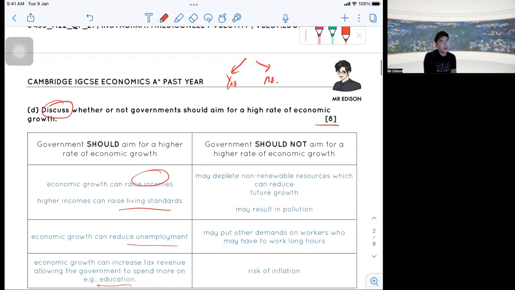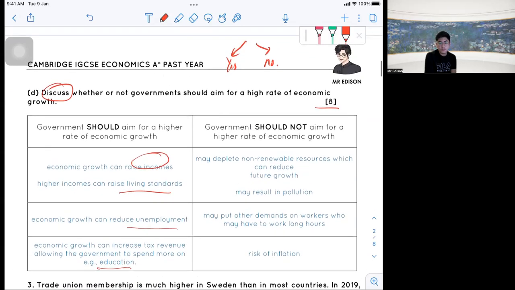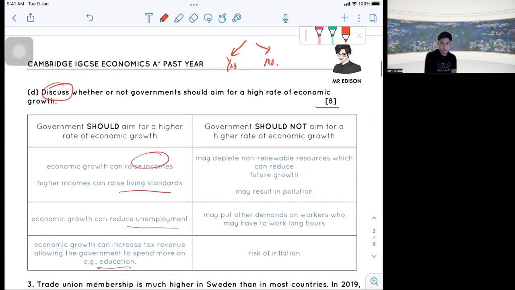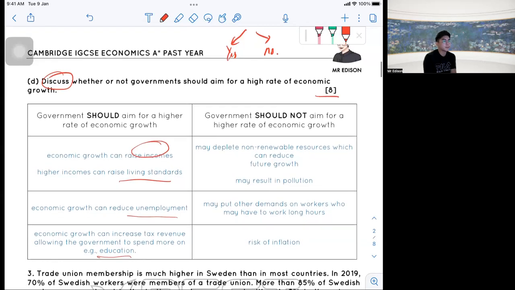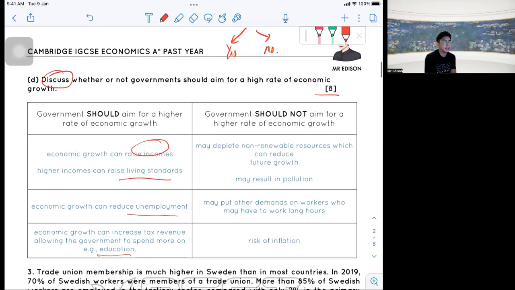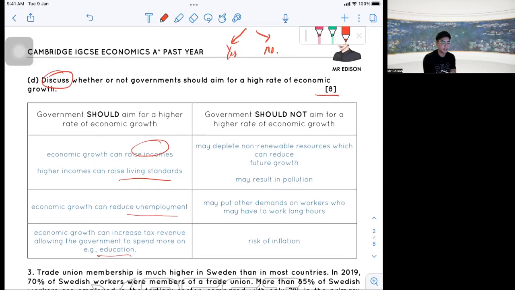I know some of you also want to write essay, you guys just write yes and no, right? I'm not saying that it's wrong, just that it's not so pro. You guys can just like should or should not, something like that. Make it more like an English essay lah. Okay. The next one, the things that they shouldn't do it is because deplete non-renewable resources, we can reduce future growth. The keyword here is future growth.